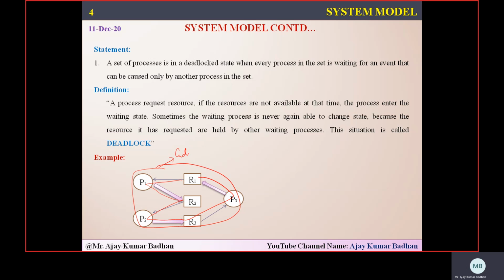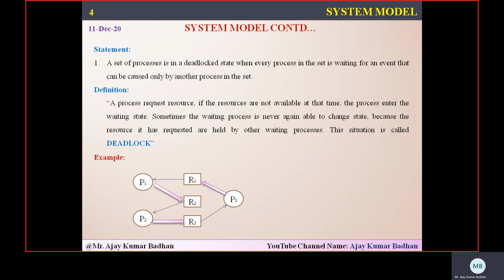So whenever a cycle comes within a system, definitely there is a deadlock. But again, I will specify whether there is a deadlock or not. For the time being, you understand that whenever a cycle forms within a graph, we call it a deadlock. A deadlock is this.